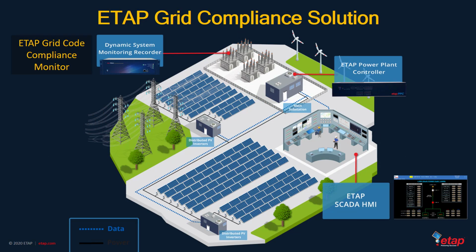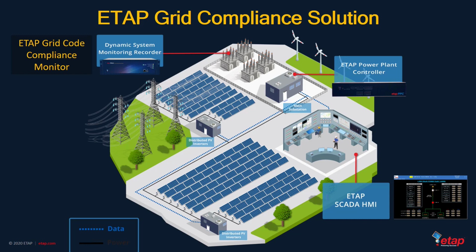ETAP model-driven power plant controller solution includes a digital twin of the electrical system combined with advanced automation hardware and system protection that can optimize and control complex electrical systems. ETAP PPC integrates with on-site solar PV, energy storage, wind turbines, and more to manage grid compliance and cost-effective generation in real time.